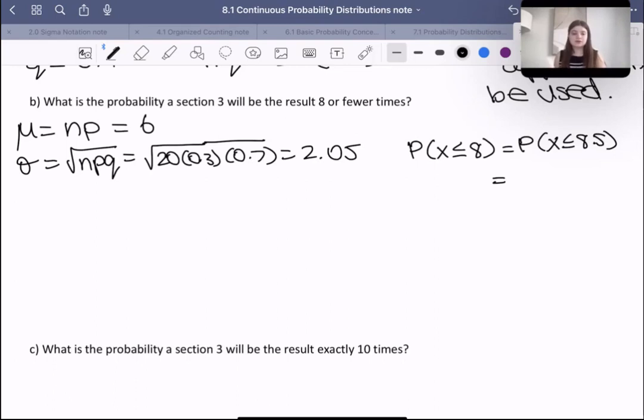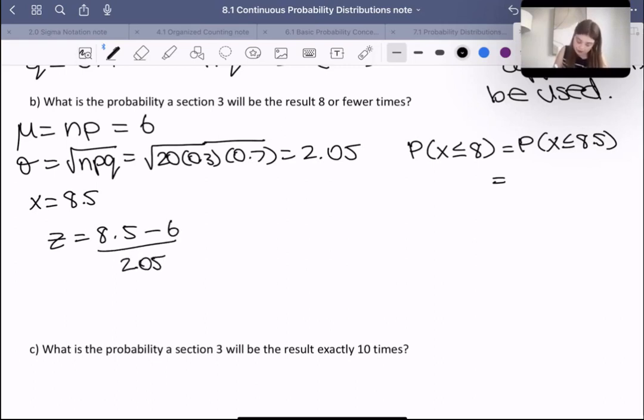Okay, so let's continue. So x is equal to 8.5 in this case. So the z-score is going to be 8.5 minus 6, right, minus mu, over standard deviation of 2.05, and that's going to be 1.22. So we want to know what's the probability that z will be less than 1.22, or less than or equal. Now we're switching to z-scores which are continuous, and so it doesn't actually matter here whether we include the equal, the less than or equals, or just less than or not.